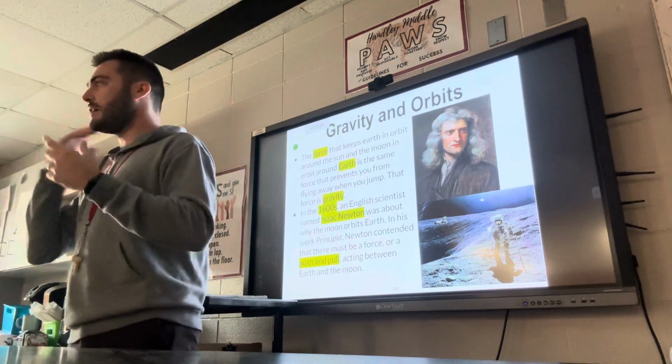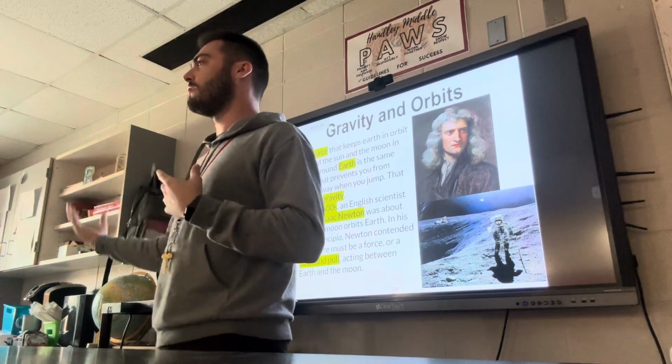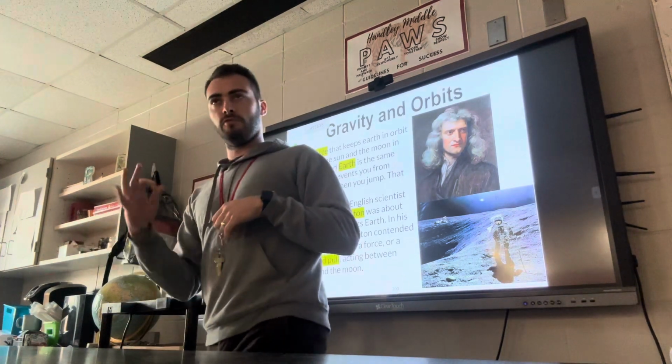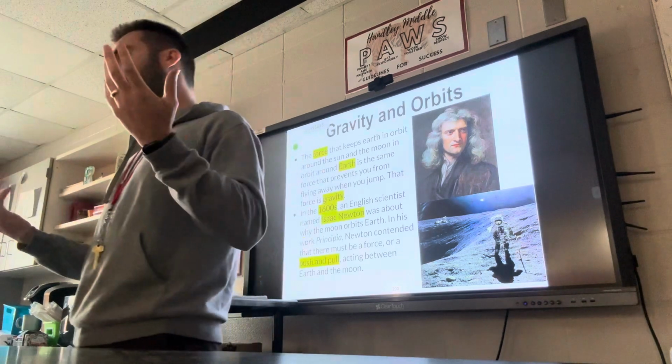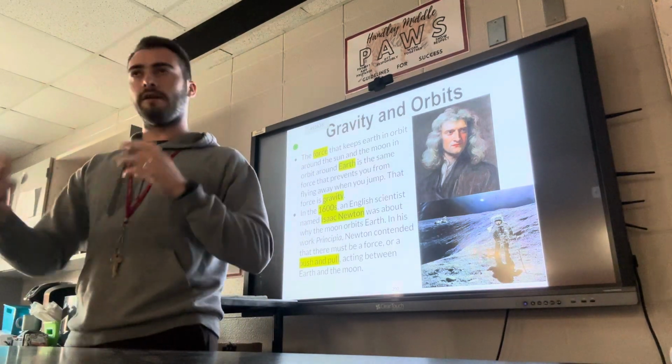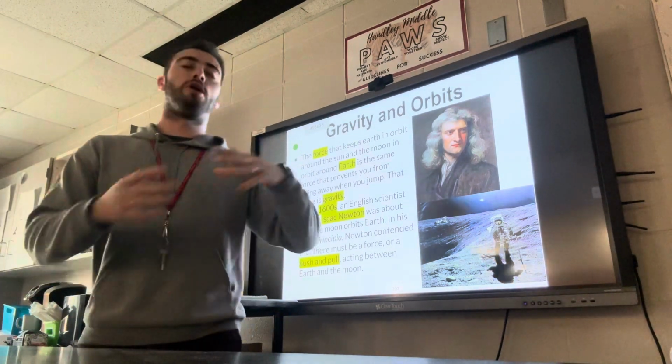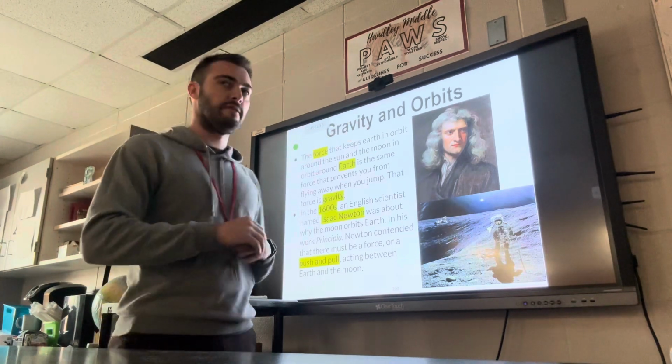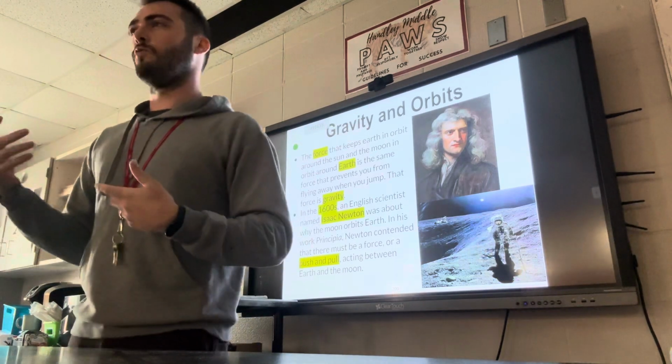Now remember, he's also the same guy that comes up with the laws of motion, Newton's three laws of motion. So it makes sense that the same guy who's already thinking about the motions of objects would also come up with this idea of gravity. It's all in the same wheelhouse.